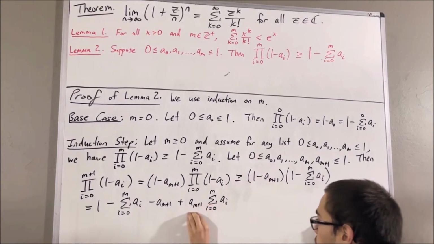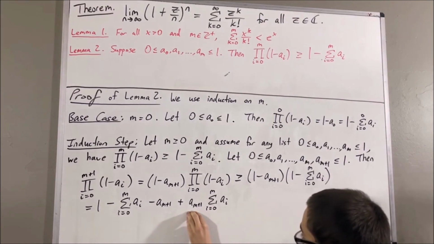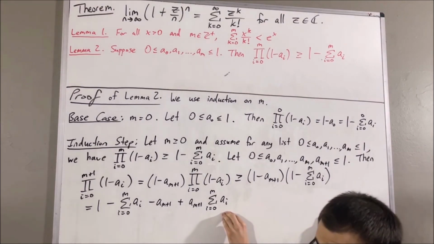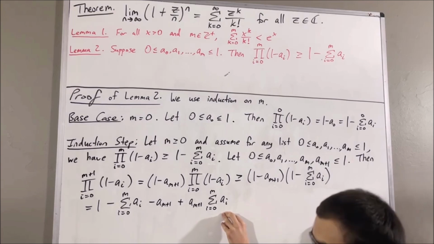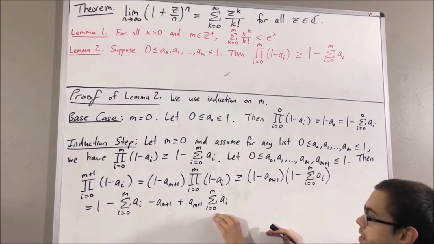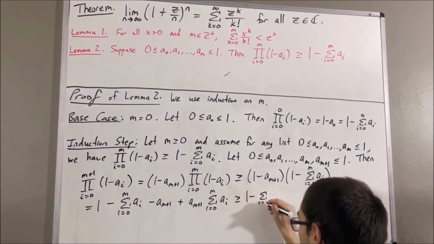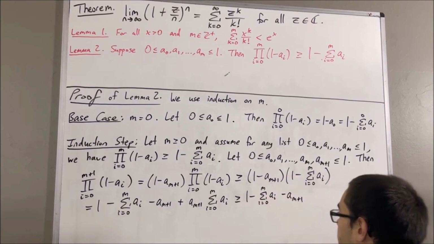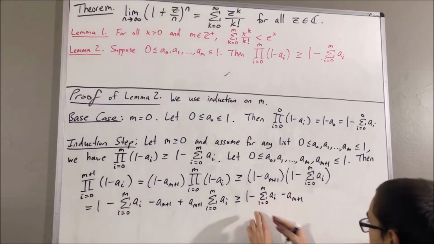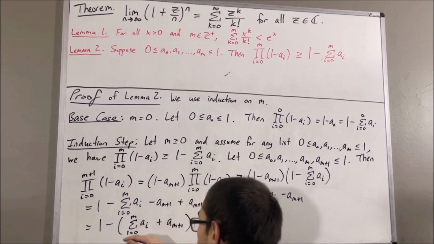So we're multiplying two numbers which are both greater than or equal to 0. So therefore, this entire thing must be greater than or equal to 0. And because this thing is greater than or equal to 0, that tells us that this guy must be greater than or equal to this. And then let's factor out a minus sign. And this is what we get.